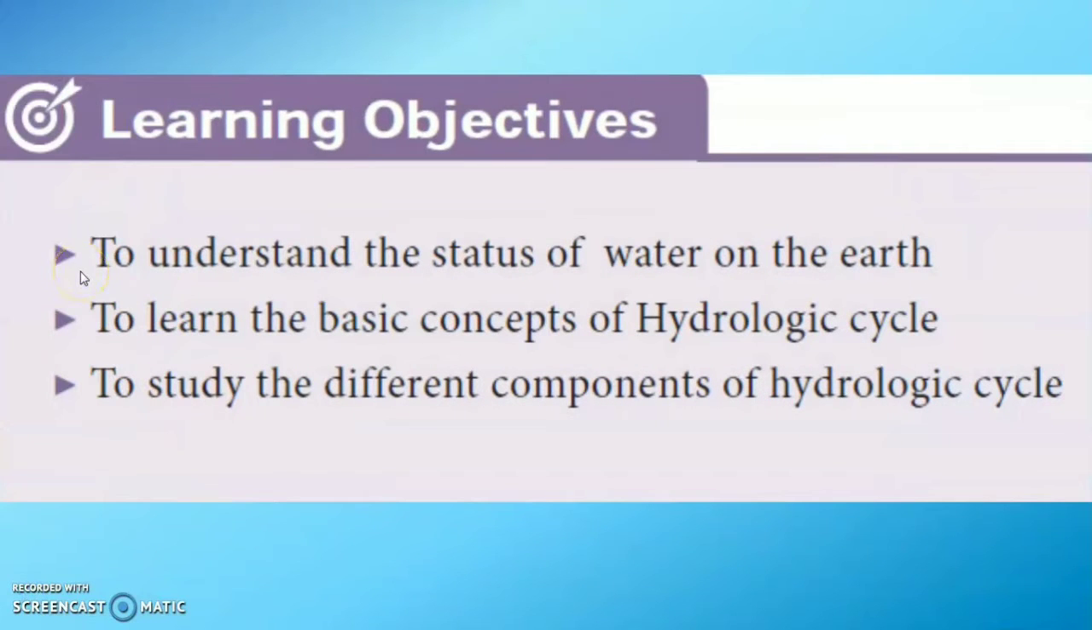Children, the learning objectives of this lesson are: first, to understand the status of water on the earth. Next, to learn the basic concepts of hydrologic cycle. And then to study the different components of hydrologic cycle.